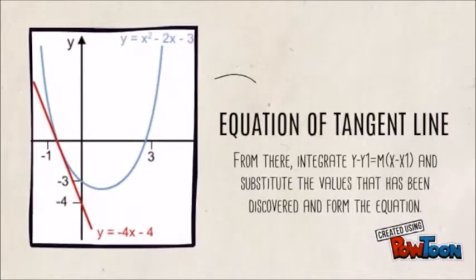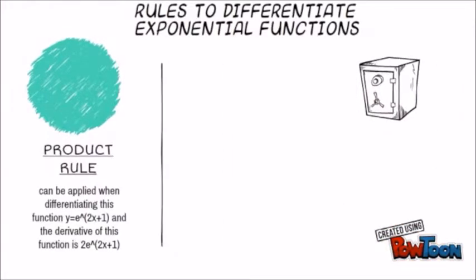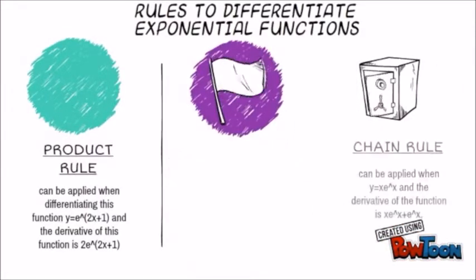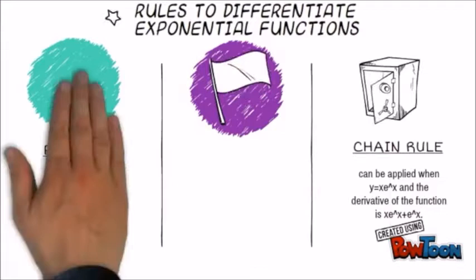To form an equation of a tangent line, the exponential function must be differentiated and the unknown constant substituted with the value given to find the gradient of the tangent. From there, use y minus y1 equals m(x minus x1), substitute the values that have been given, and form the equation. Differentiating exponential functions requires various rules, and these rules are the same as the rules for differentiating sinusoidal functions.